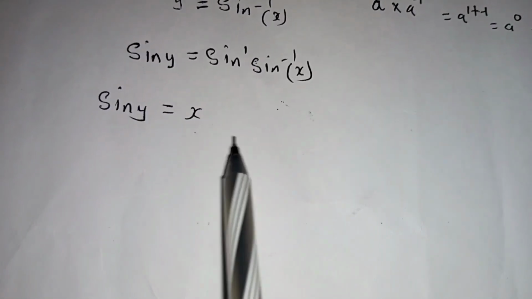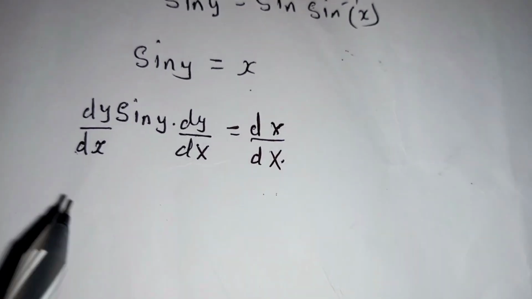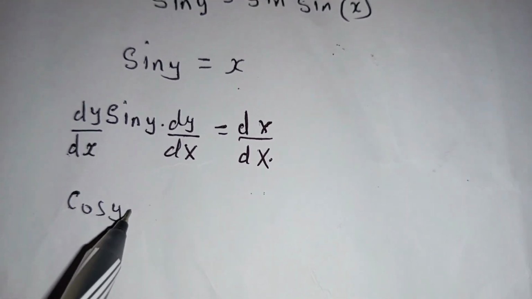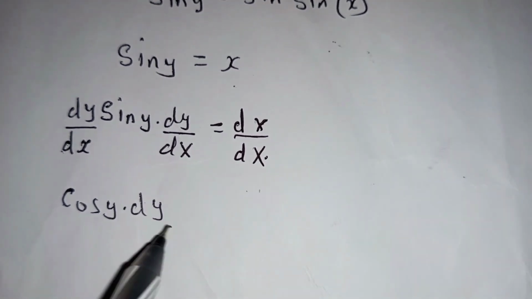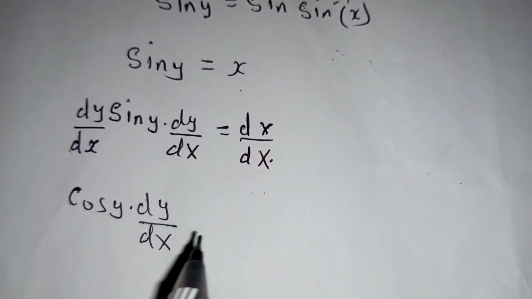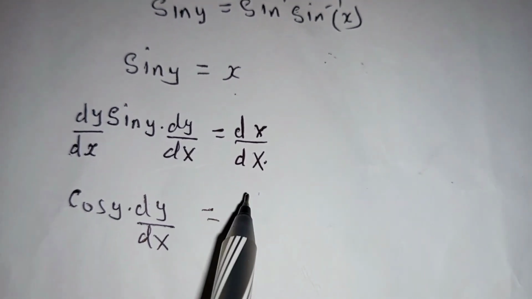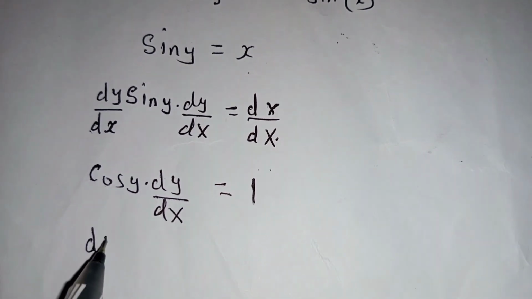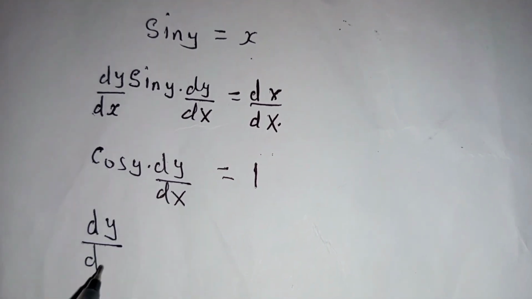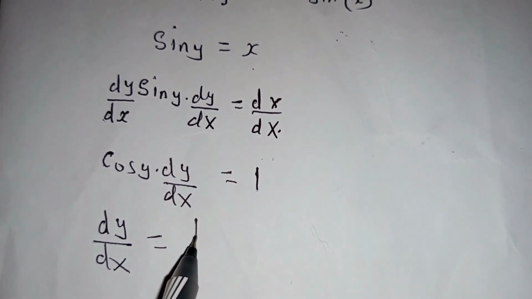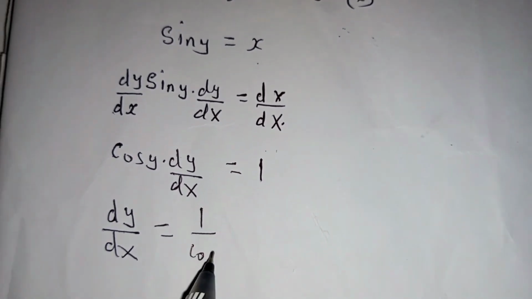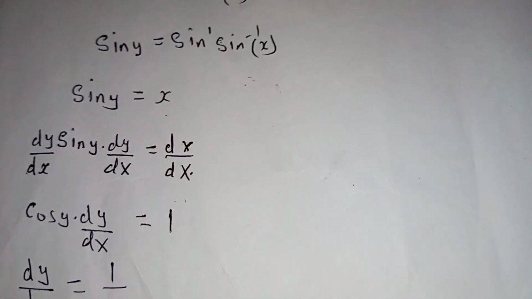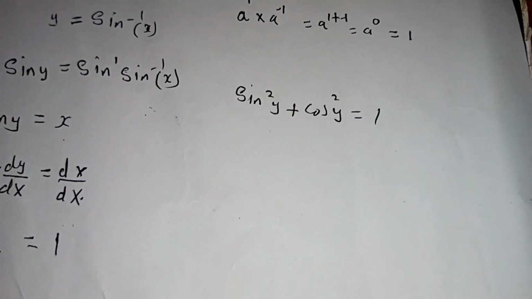Then we take the derivative of both sides. So the derivative of sine y is cos y, and we multiply by dy over dx. The derivative of x with respect to x is 1. Then from there we divide both sides by cos of y, so that we shall obtain 1 divided by cos of y. From there, we make use of this identity.